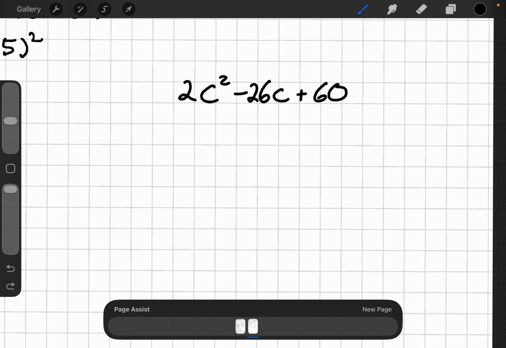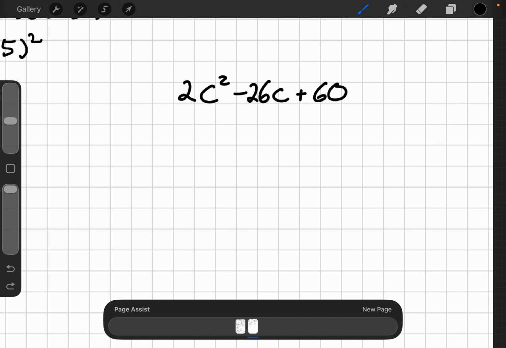Let's look at another one: 2c squared minus 26c plus 60. See if you can do this on your own. Pause the video and try this. All right, I'm going to move on now.